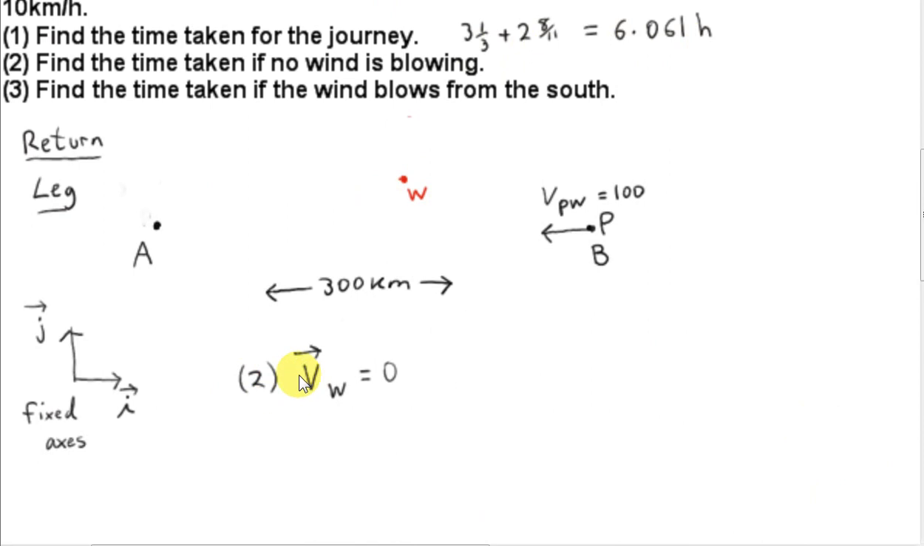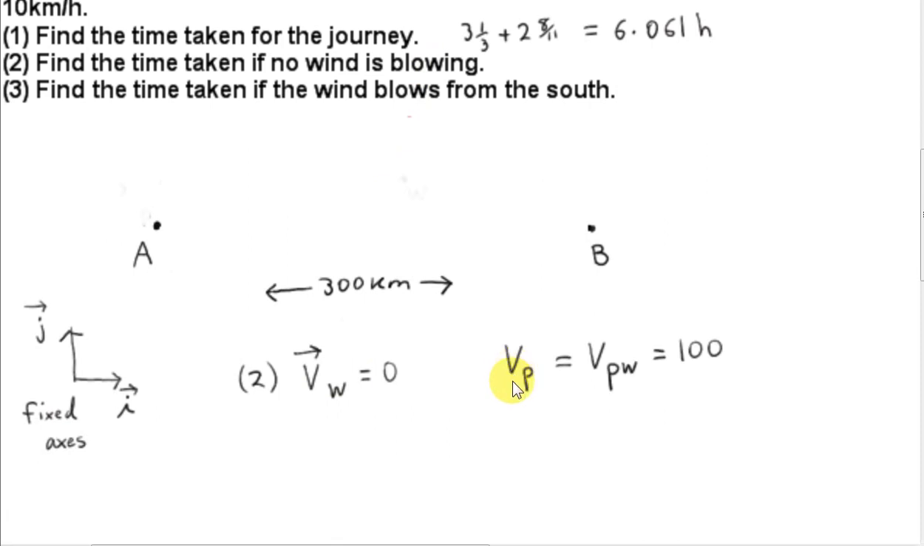Now for question 2. In question 2, no wind is blowing, so the velocity of the wind is 0, so W is just a stationary point in the still air. So the speed of the plane relative to the ground, or the absolute speed of the plane, is the same as the speed of the plane relative to the wind. Well, the wind is just still air in this situation. Okay, so the plane moves with a speed of 100 kilometers per hour from A to B, and a speed of 100 kilometers per hour from B back to A. So we are assuming that the plane is moving at constant speed from A to B and back again.